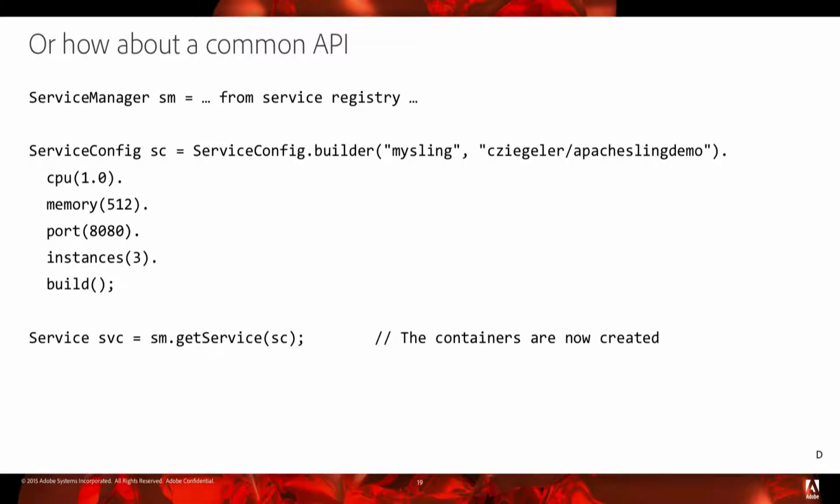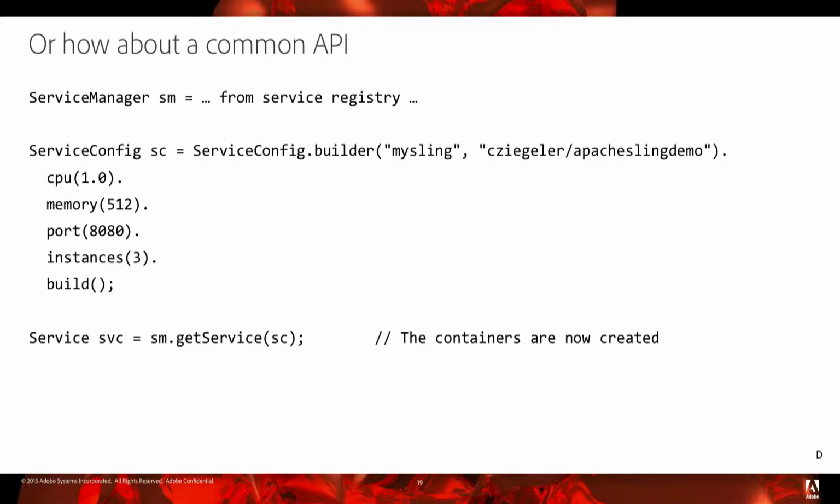So let's see what this looks like. It's really, really simple. You basically create a service configuration. So here I'm creating the configuration of the service that Carsten had a screenshot of earlier on, which is in Docker Hub called Ziegeler Apache Sling demo. So I'm basically creating a service configuration that uses that image.